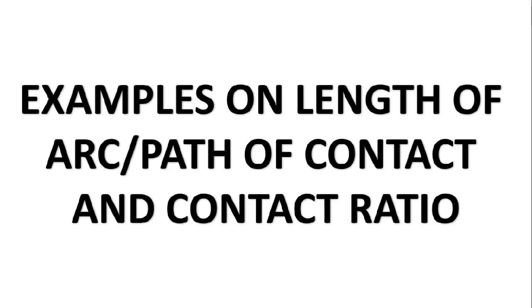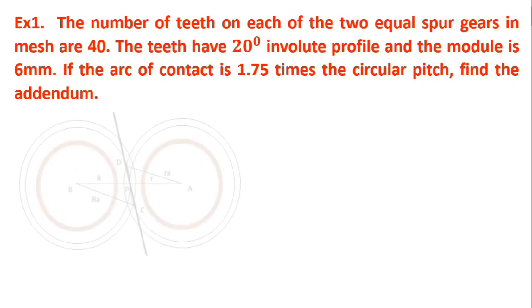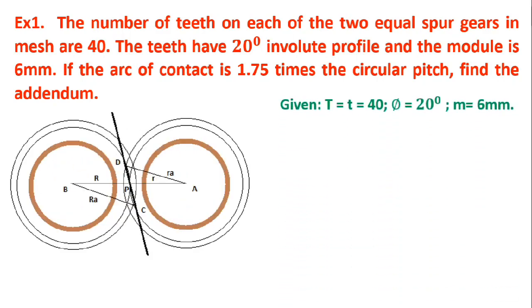So friends, let's begin with the lecture. We have the first example here. The number of teeth of each of the two equal spur gears in mesh is 40. The teeth have 20 degrees involute profile and the module is 6 mm. If the arc of contact is 1.75 times the circular pitch, find the addendum.